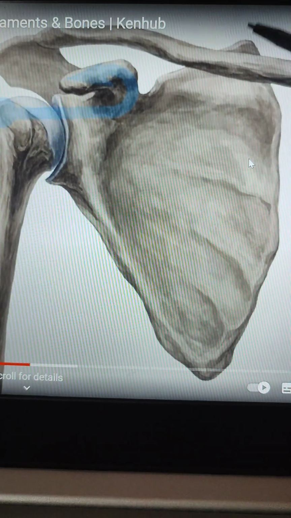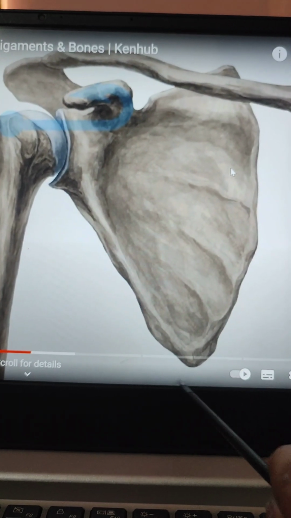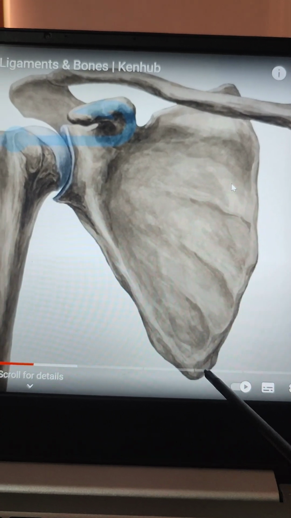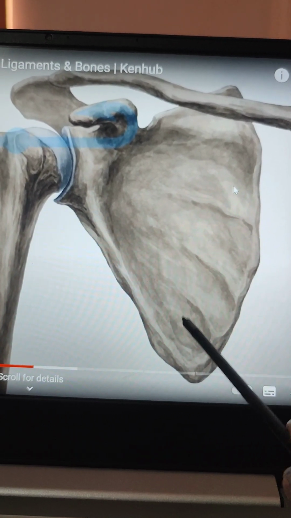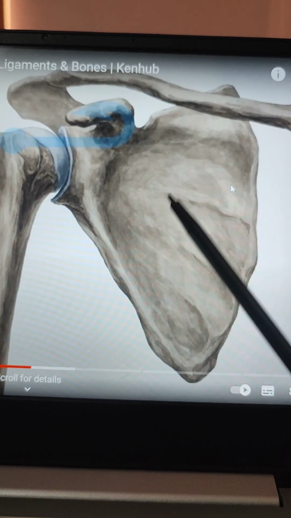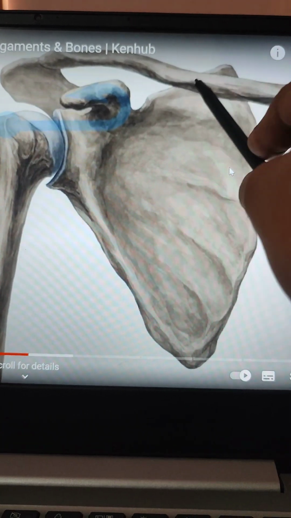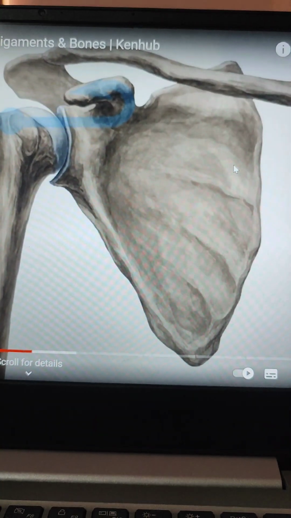We have seen that this is our medial border, which is thin, and the lateral border, which is thick. This is the inferior angle. There is a clinical importance of the inferior angle, as there is attachment of serratus anterior and latissimus dorsi. The winging of scapula is due to paralysis of the serratus anterior. Now you can see the superior border, which contains a notch called the suprascapular notch.